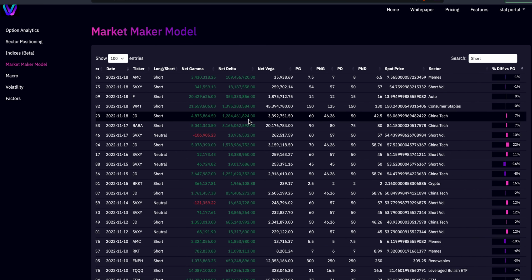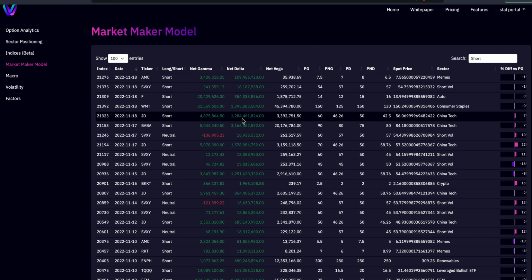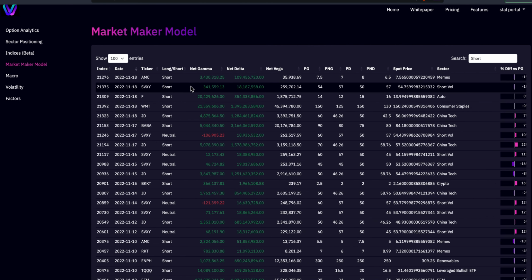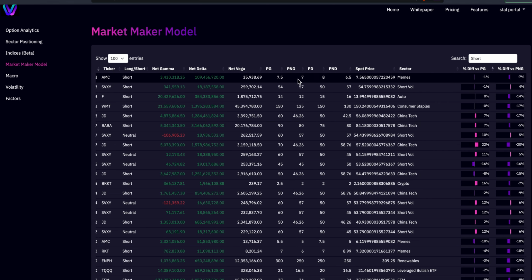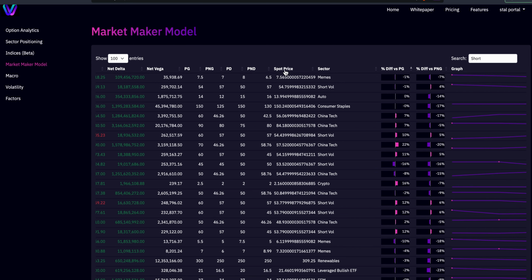Yeah. All right. Now you've got a bunch of tickers that you want to take a look at. You've got their net positioning. You can then type in the ticker itself and take a look at the net deltas, Vega, and where the peak strikes are.